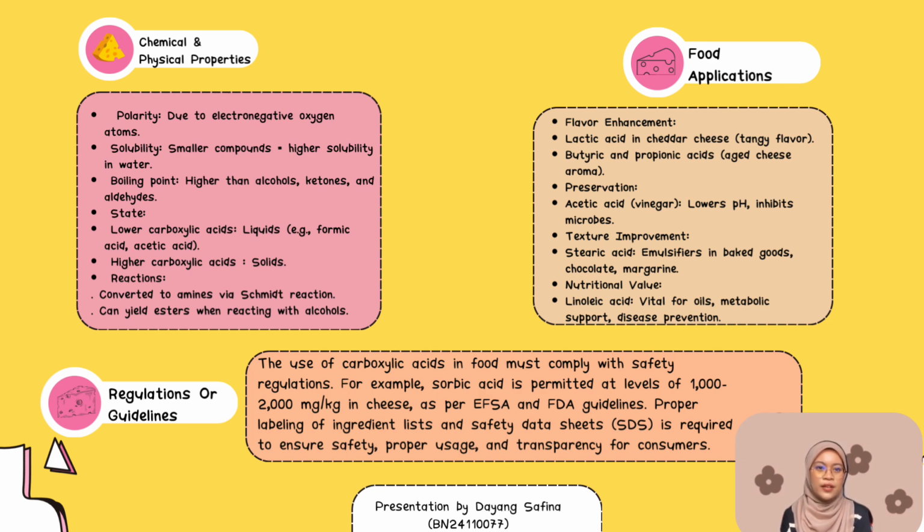The use of carboxylic acids in food must follow strict guidelines to ensure safety. For instance, sorbic acid in cheese is regulated to 1000 to 2000 mg per kg as per EFSA and FDA standards. Proper labeling, including ingredient lists and safety data sheets, helps consumers understand product composition and potential risks. This regulation ensures safe usage and builds consumers' trust.